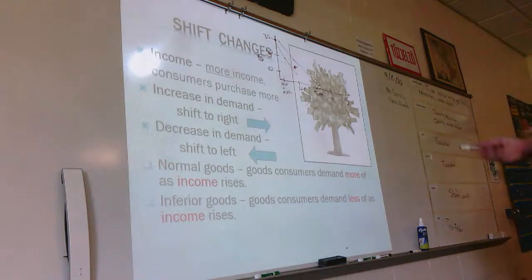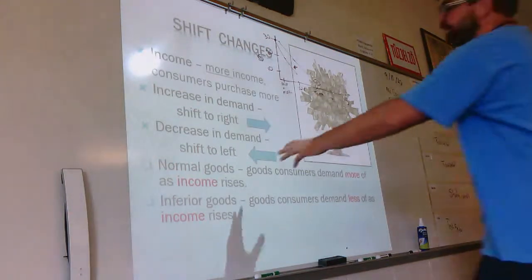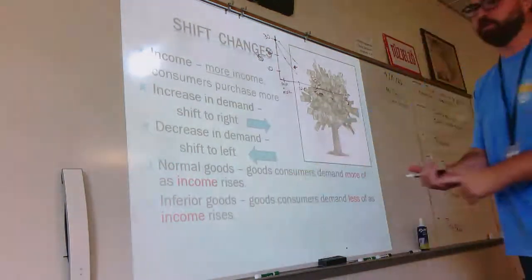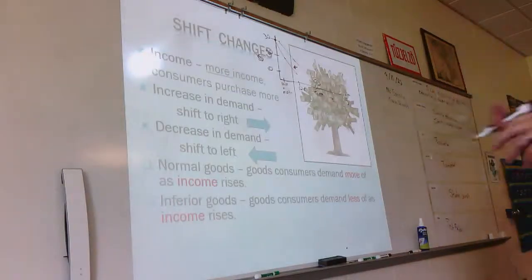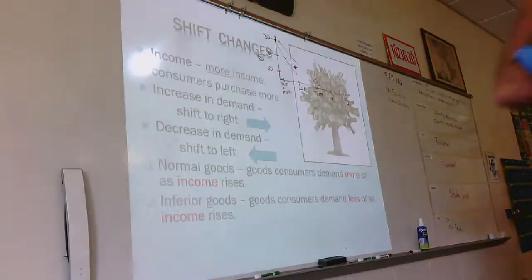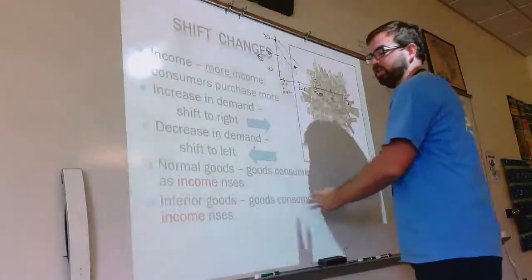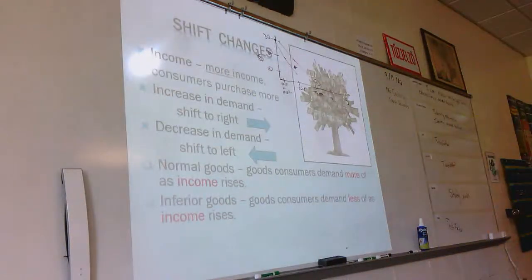But vice versa. When my wife and I left college, our demand for all normal goods increased. We bought new clothes. We got newer vehicles. We bought a house. But the opposite is true for an inferior good. An inferior good is one whose demand decreases when your income goes up.